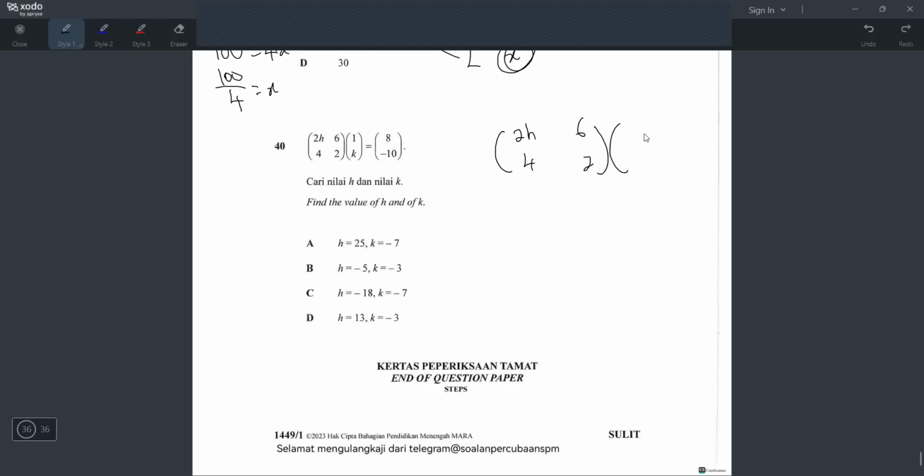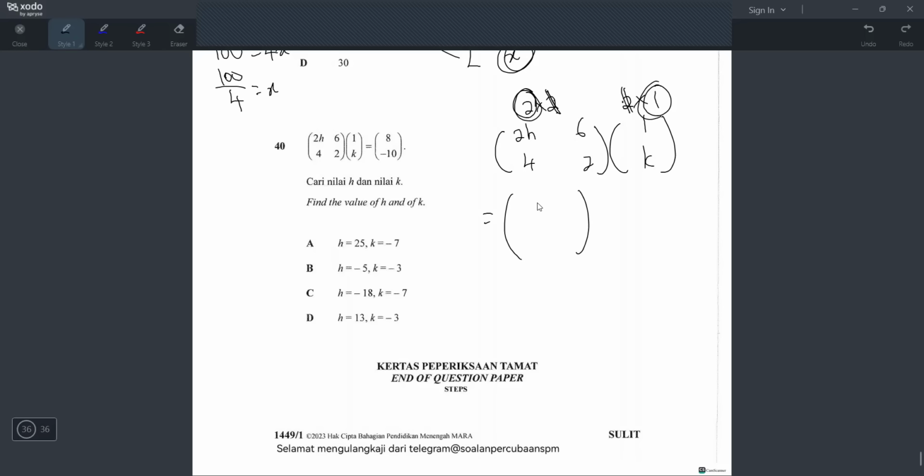This is a 2-row, 2-column matrix. This is 1, k. So this is 2-row, 1-column. And you want to dar up these two matrices, right? They can only dar up if this number and this number are the same. If not same, cannot dar up. So this one boleh dar up lah, sebab sama. And then you are left with 2, 1. That is how your answer will look like.